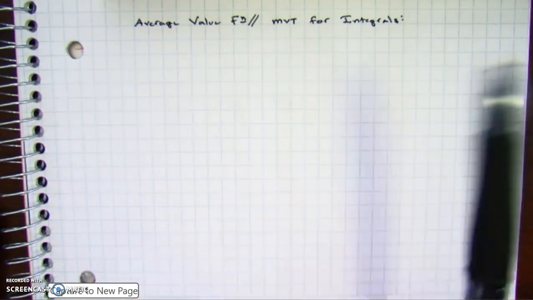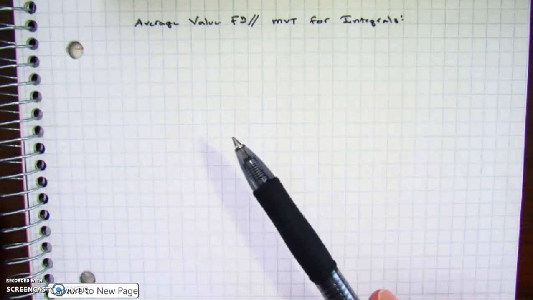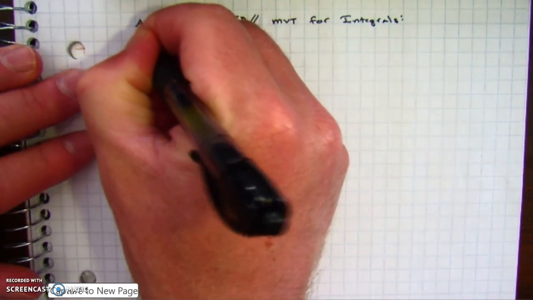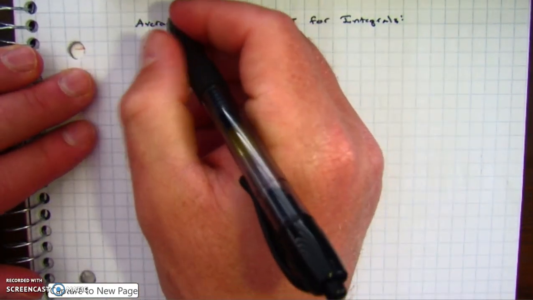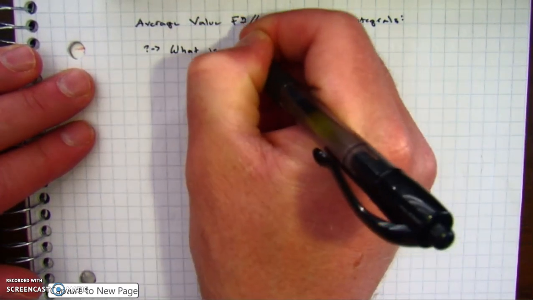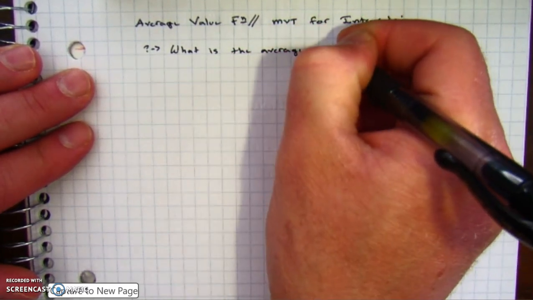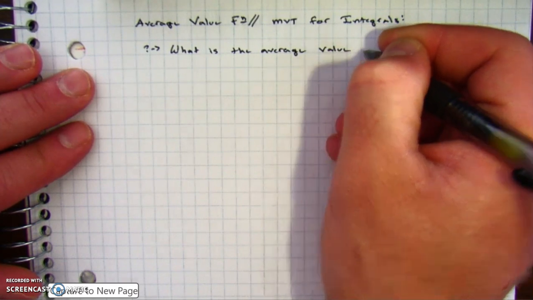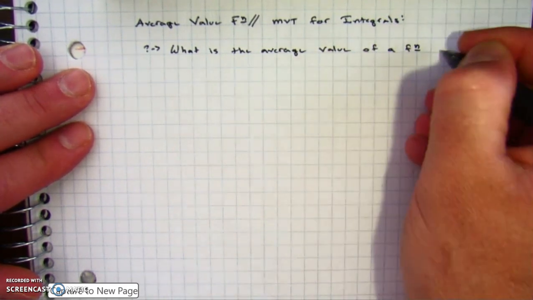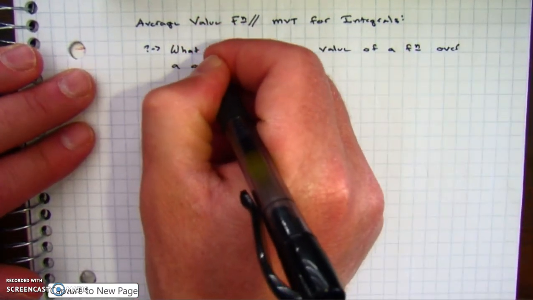What we're going to do is use integrals to figure out the average value of a function over a given interval. Think of the question that this answers as just that: what is the average value of a function over a given interval?